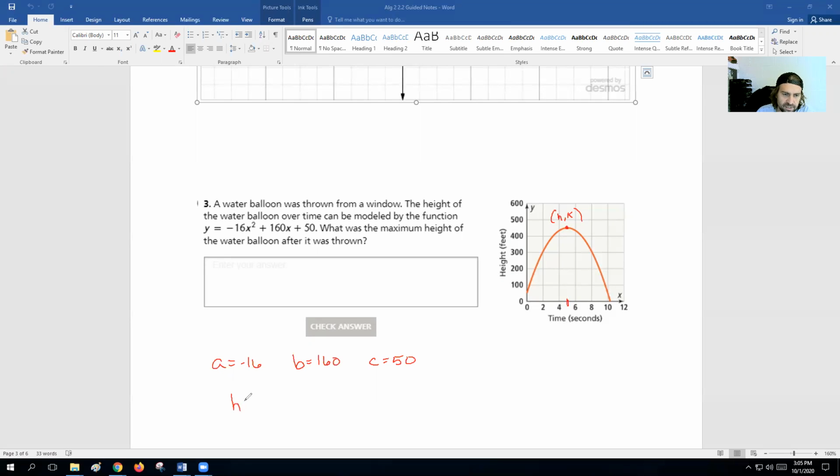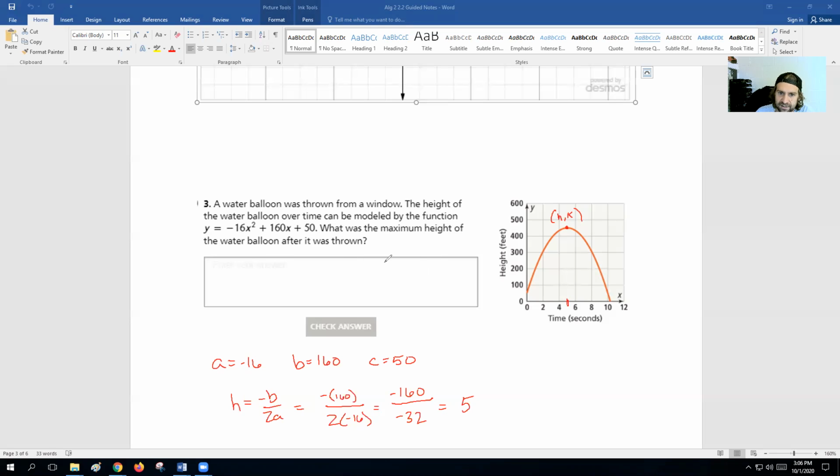So our h is negative b over 2a. That's from what we learned last time. So our h is negative 160 over 2a, where a is negative 16. So this is negative 160 divided by negative 32. And that would be 5, which makes sense. It looks like it's at 5 here.